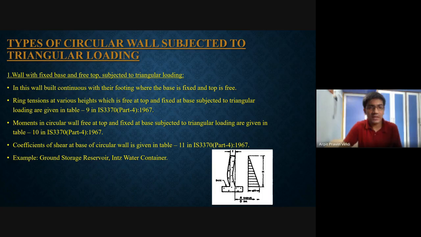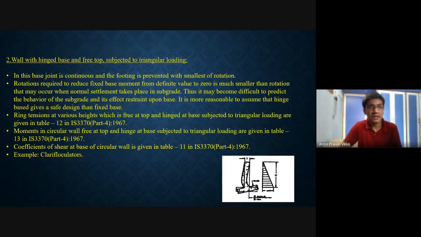The ring tensions at various heights are given in table number 9. The moment in circular wall are given in table number 10 and coefficient of shear are given in table number 11 respectively. Example, ground storage reservoir and water container are the prime examples.